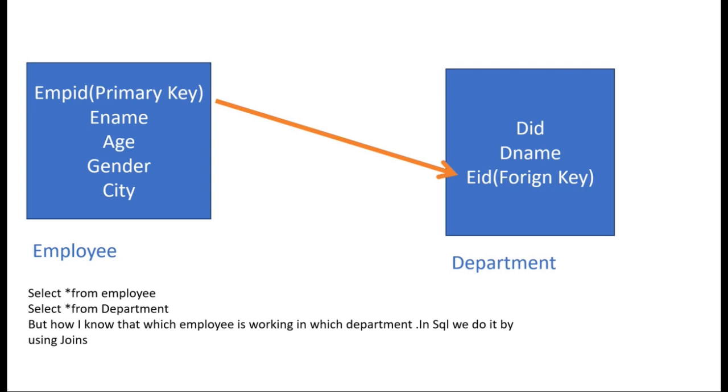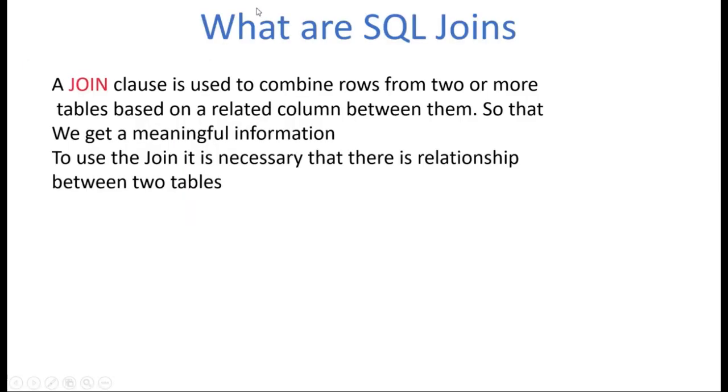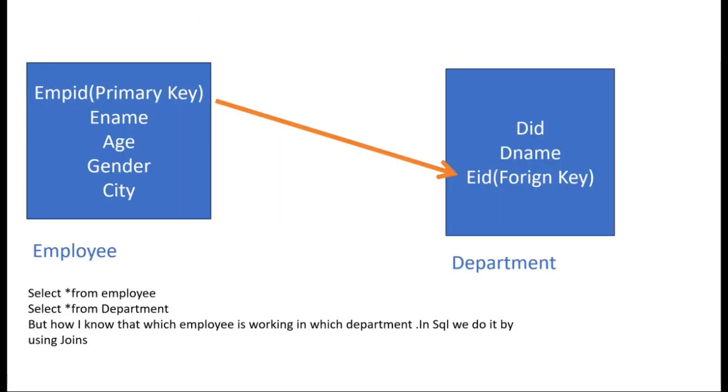So in order to get the information about which employee is working in which department, I will use a simple clause named join, which is used to establish the relationship between the tables so that I get meaningful information. Here you can see there are two tables named employee and department, and I have drawn an orange arrow between EMP ID and EID. EMP ID is a primary key in the employee table and EID is a foreign key in the department table.